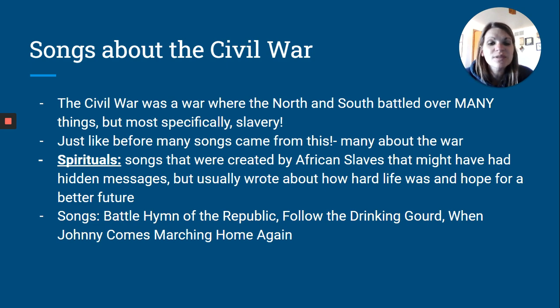A spiritual specifically from the Civil War with a hidden code is called Follow the Drinking Gourd. Follow the Drinking Gourd is referring to the Little Dipper. They would hollow out gourds to use as a ladle so that they could drink water out of it. Now, the Little Dipper, those of you that know your stars, also shows the way to the north.